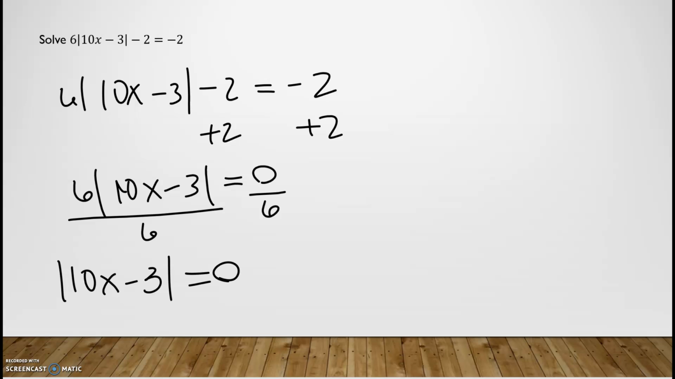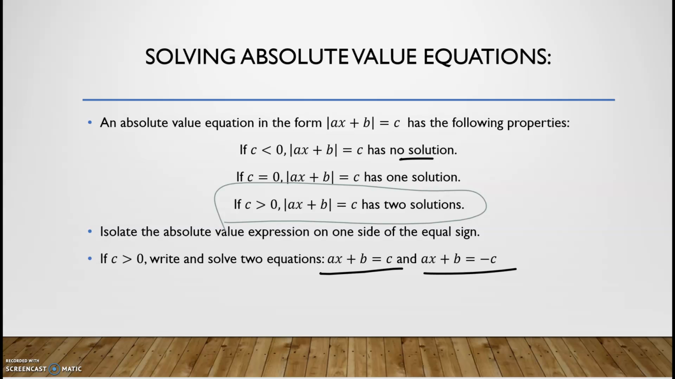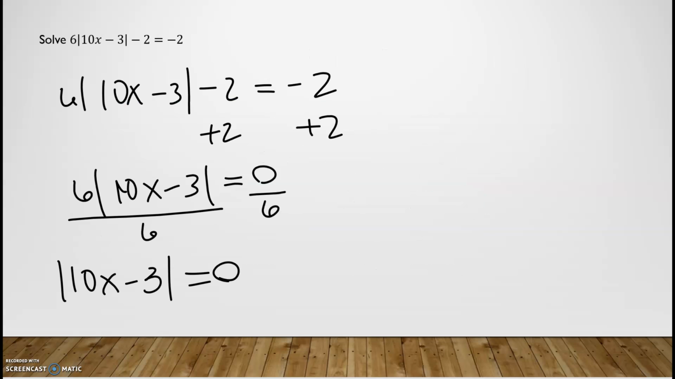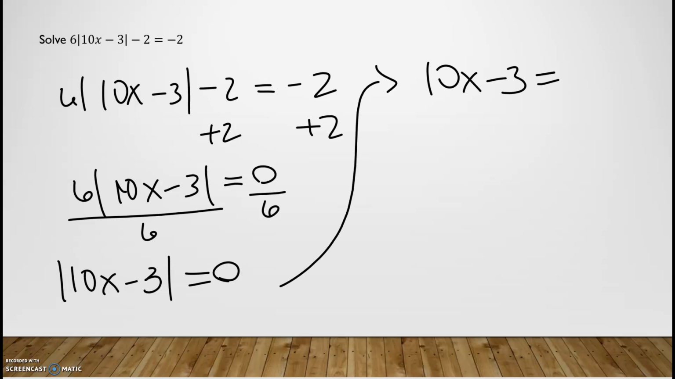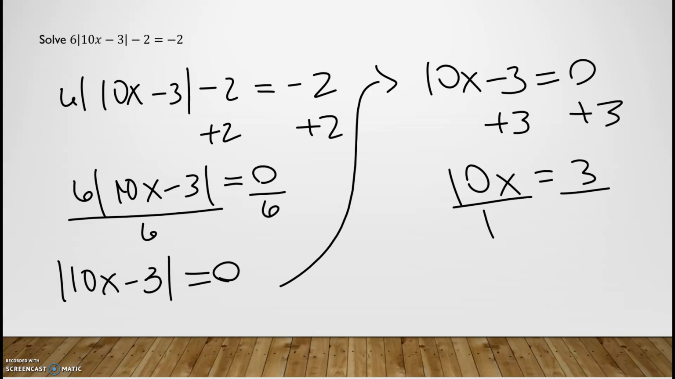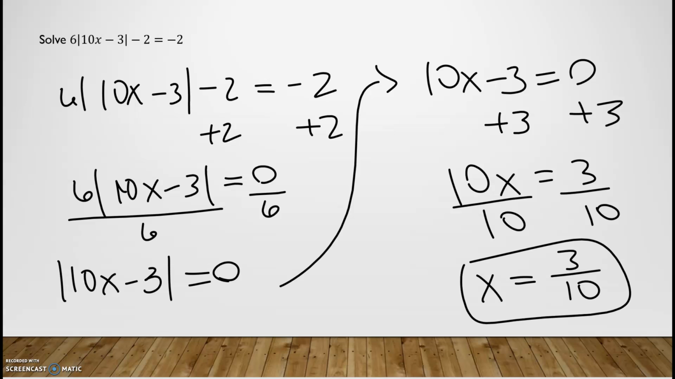Okay, so now notice I've got this right here. This equal to 0, so I should have one solution. So meaning I don't have to do a positive and a negative 0 because 0 is neutral. It doesn't have a positive or negative. So what I would have is this right here. 10x minus 3 equals 0. Add the 3 to both sides. 10x is equal to 3. Divide by 10. So x is equal to 3 over 10. And that would be my final answer for that one.